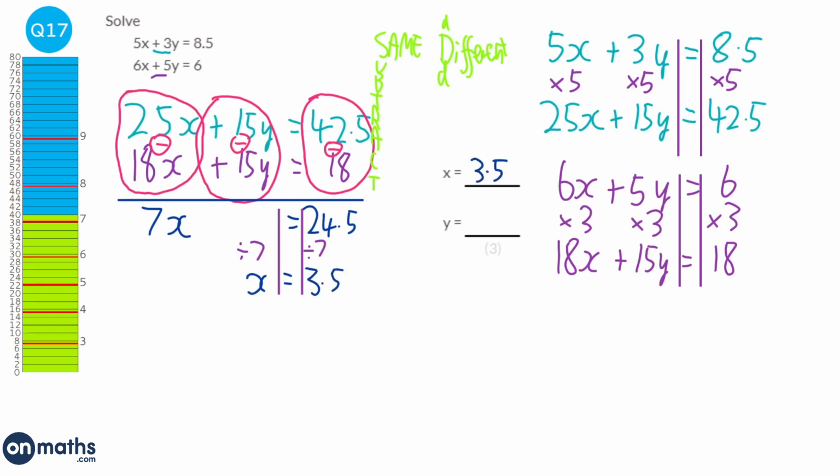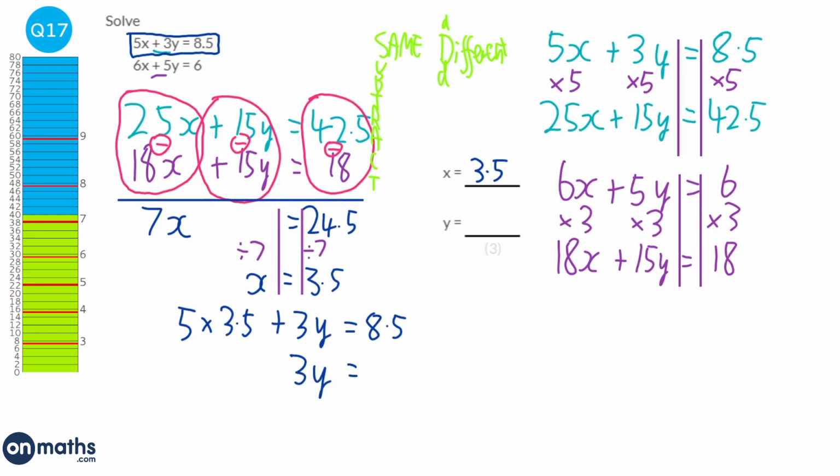Okay, but that's only half the battle. We've got to work out what y is. So what we're going to do is we're going to substitute that into the first equation. So we've got 5 times 3.5, because we know what x is, plus 3y equals 8.5. And so 5 times 3.5 is 17.5, so we're going to subtract 17.5 from both sides. And that's going to give us minus 9. And then we've got 3y, so we want to divide by 3 both sides, which would be minus 3. We can check that by substituting it into the second equation. So 6 times 3.5 plus 5 times minus 3, and that does equal 6.